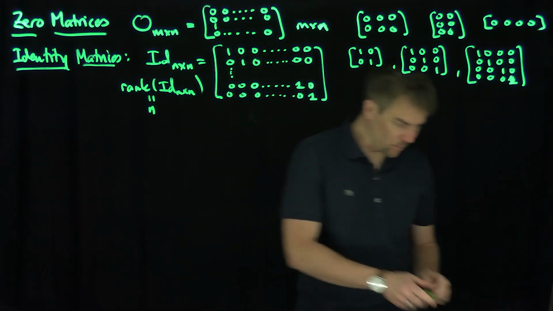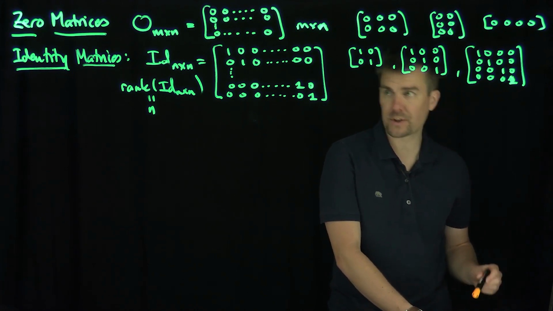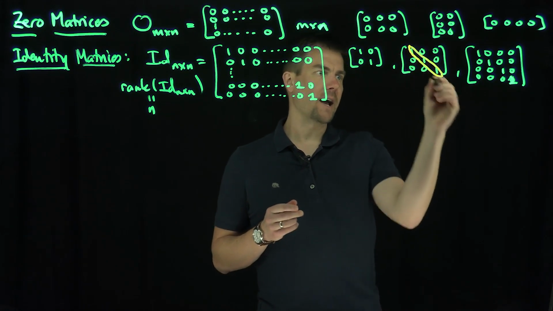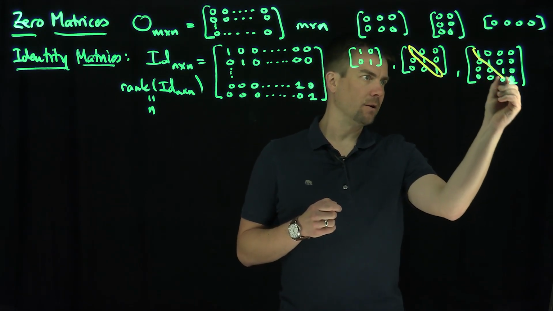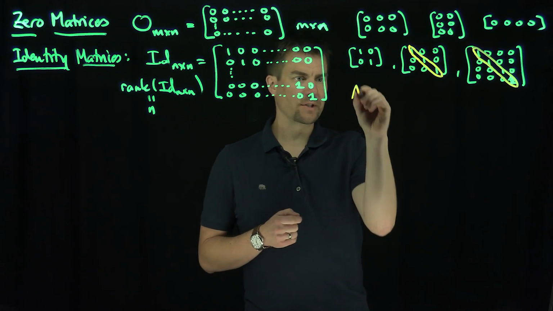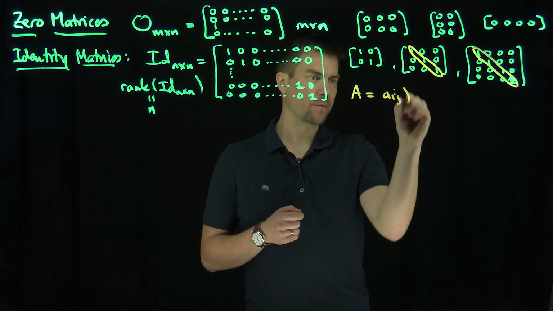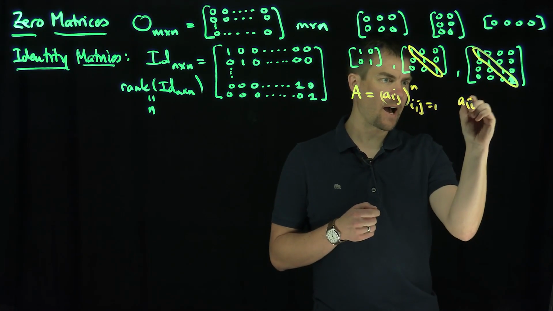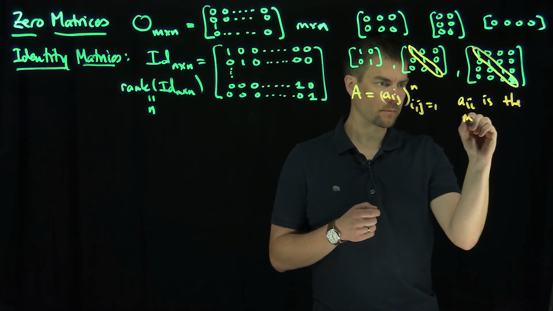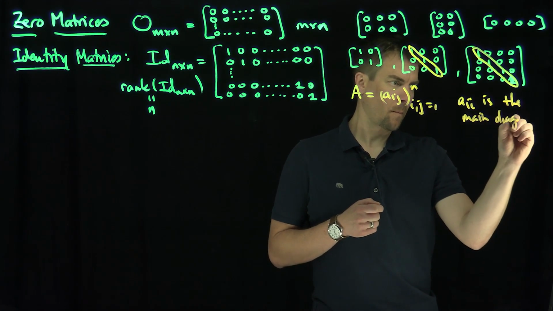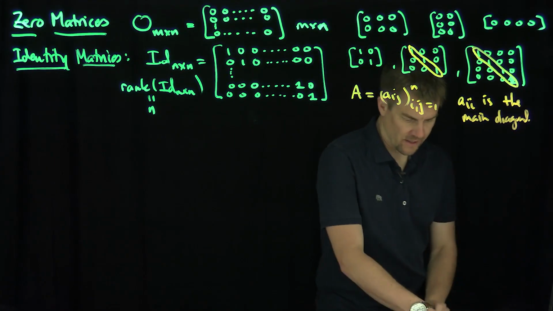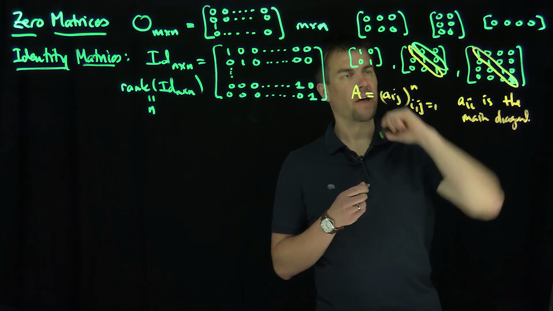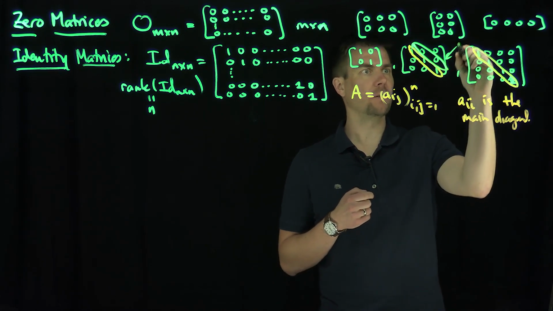Now, let's talk about some more terminology behind these matrices. As I alluded to earlier, the identity matrix has ones along the main diagonal. For a matrix A, which is A_ij, where both i and j go from 1 to n, we say that A_ii is the main diagonal. We're going to say that the diagonal above that is going to be called the superdiagonal.